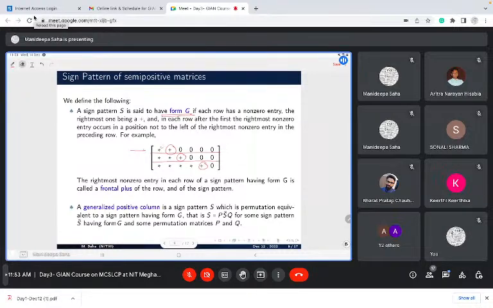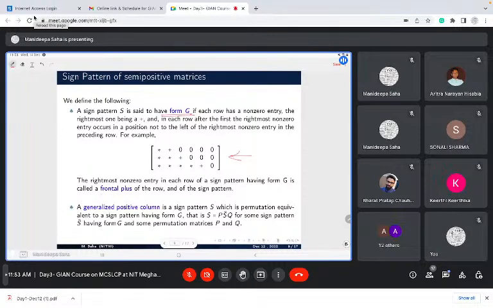So in simple words, I can say that the rightmost non-zero entry will occur on the right side of that in the previous row. Similarly, this is the one, and this is the one. If we remember our row echelon form, you can relate it with that. Okay, so this is just an example. This is a form G.